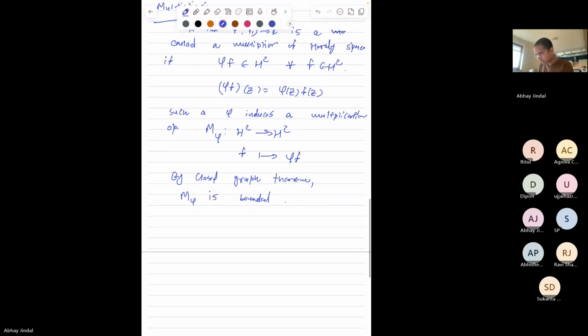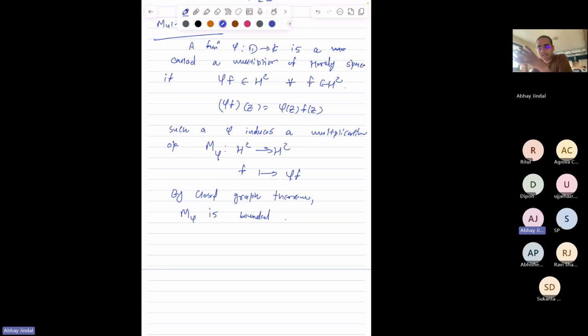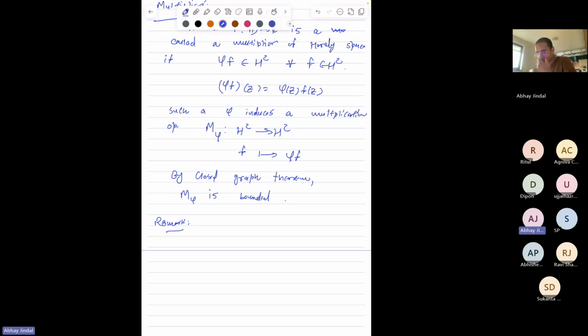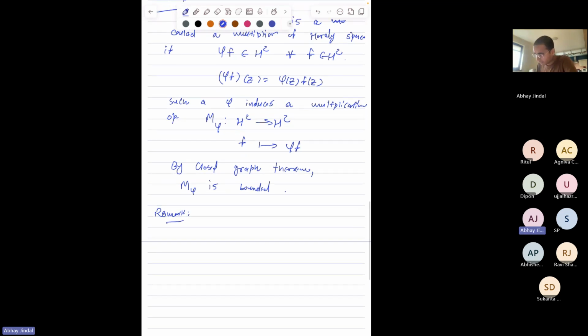Let me maybe say one remark. Similarly, one can define multipliers for any reproducing kernel Hilbert space. The collection of all the multipliers is an algebra, and it's direct from the definition. It's easy to check. What are the multipliers of the Hardy space?